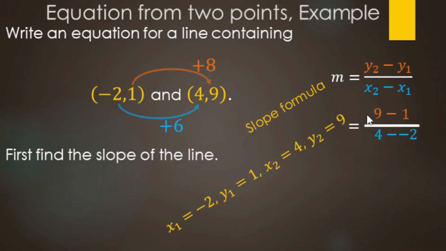Now, we can do 9 minus 1 pretty easy. That makes 8. Minus a negative 2, in our brains, we're just going to change that to a plus 2. So 4 plus 2 makes 6. So there we go. We have 8 over 6, or we can think 4/3 as the reduced form.